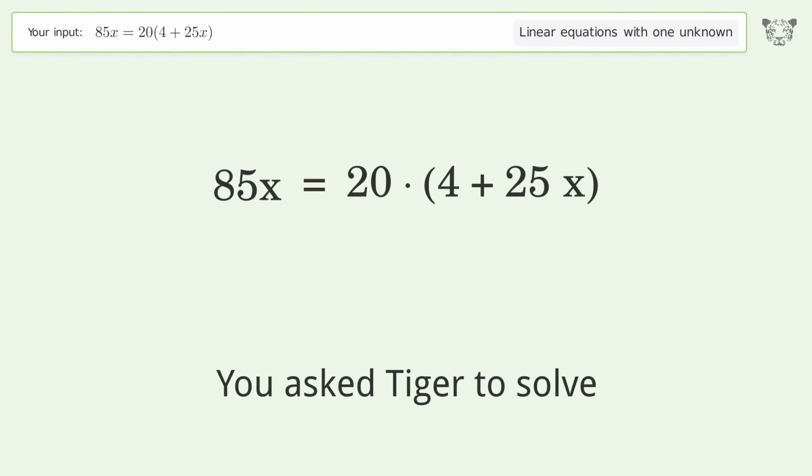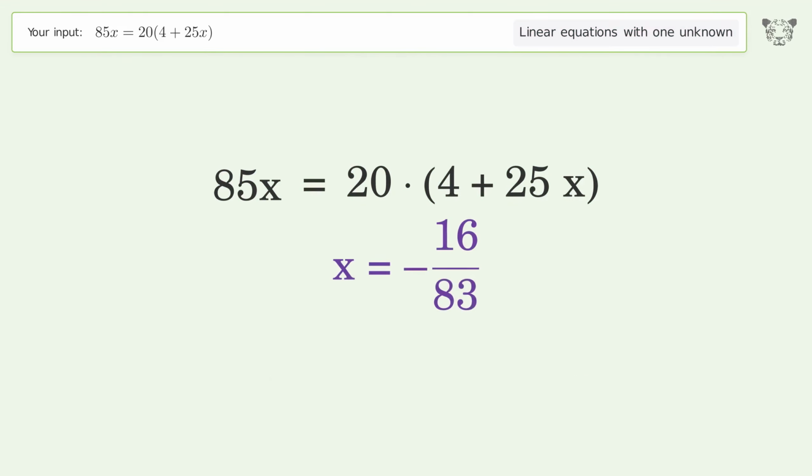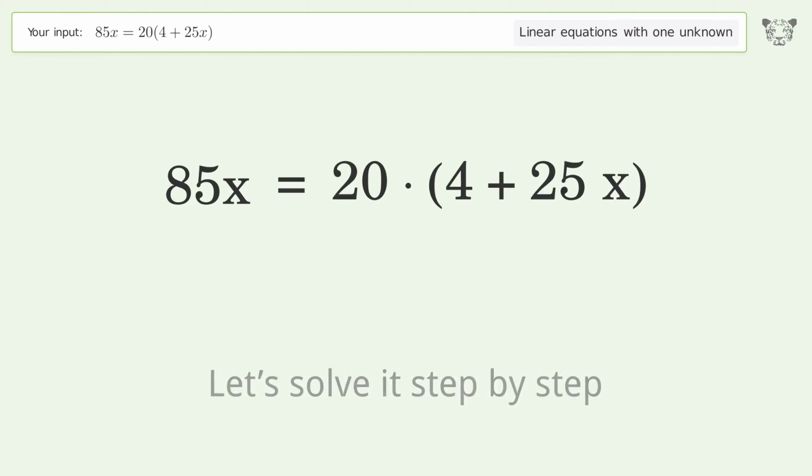You ask Tiger to solve. This deals with linear equations with one unknown. The final result is x equals negative 16/83. Let's solve it step by step.